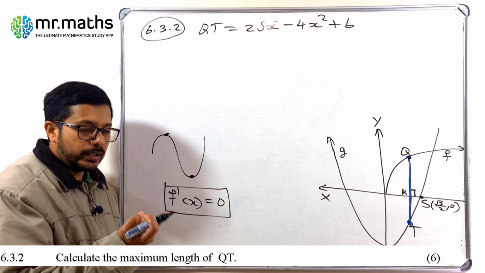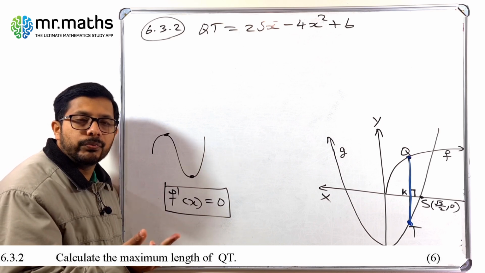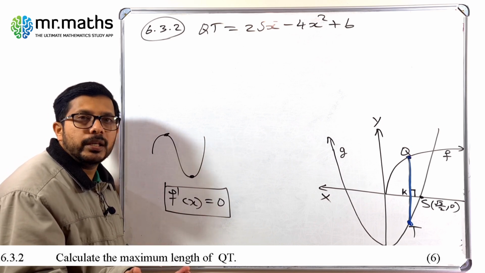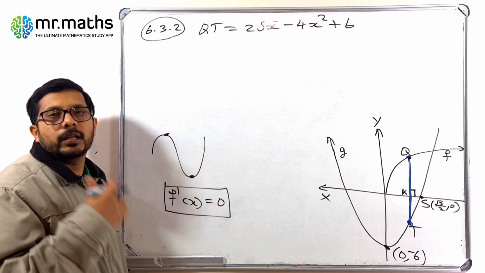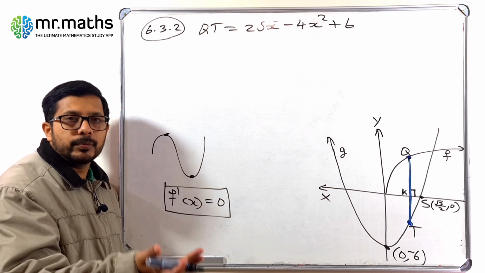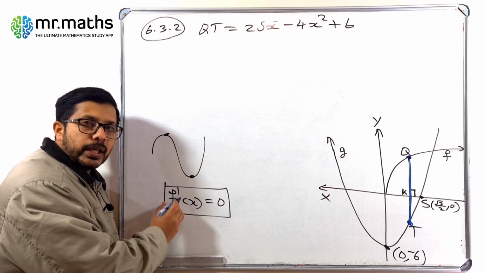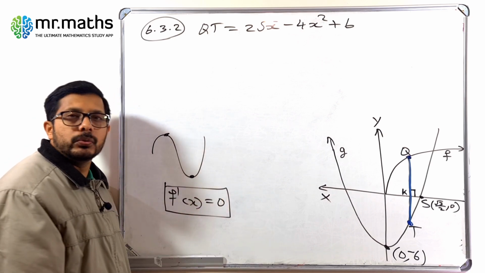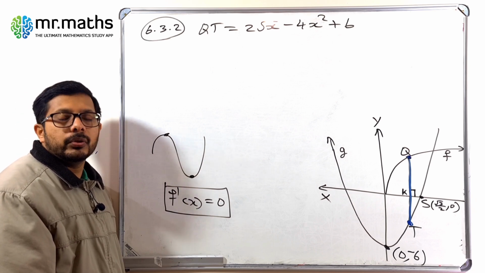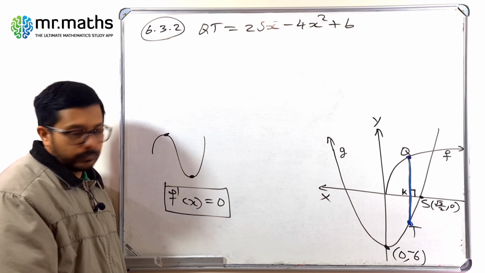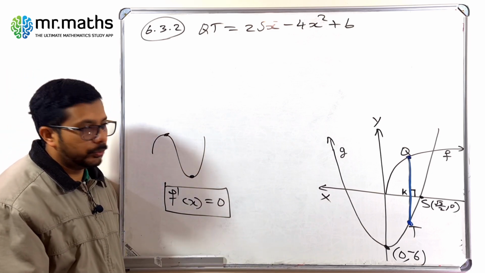Doesn't matter if it is distance, volume, profit, or area. You understand? Whatever the case, to find the maximum or minimum, you have to find the derivative and say that that derivative is equal to 0. So here what is the question? You have to find the maximum. Calculate the maximum length of QT.